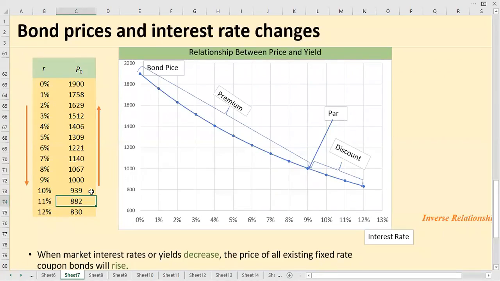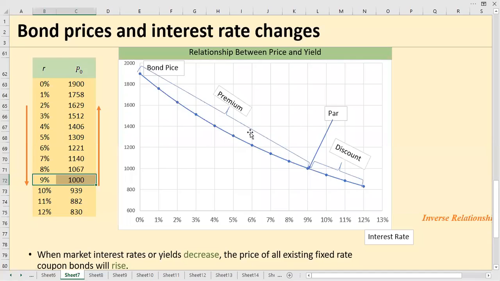But when your expected rate is exactly equal to what you are actually receiving, when your required rate of return is equal to 9, your coupon rate is equal to 9. That means you receive what you expect. So at that point, the face value is going to be exactly equal to the price of the bond. When it comes to the other side, when you are expecting less than what you are actually receiving, the price of the bond tends to increase.